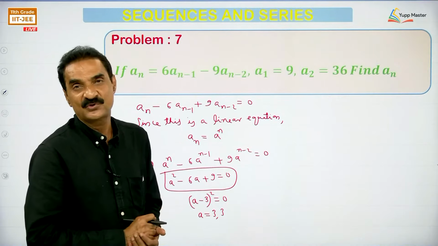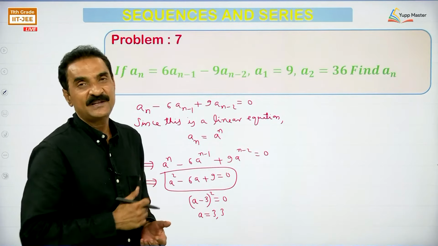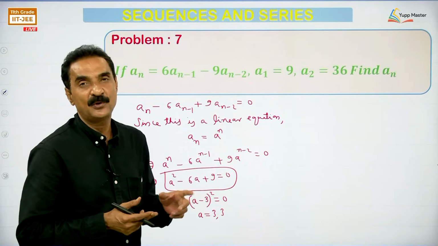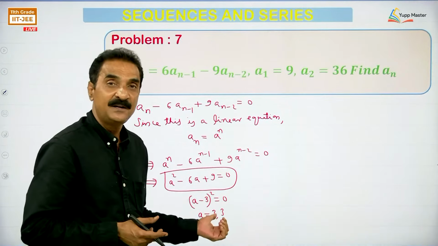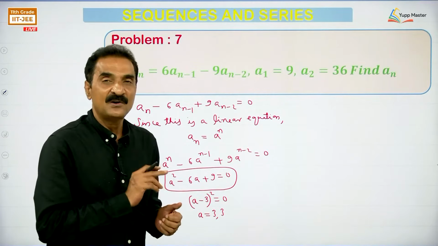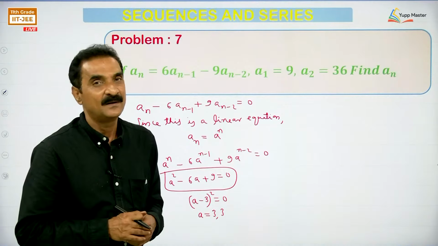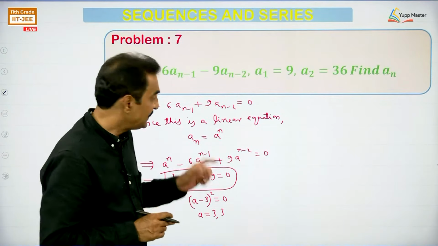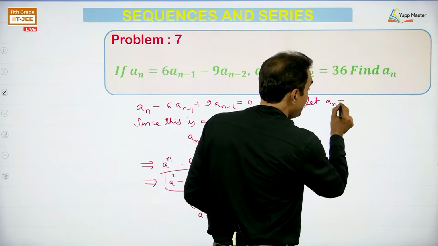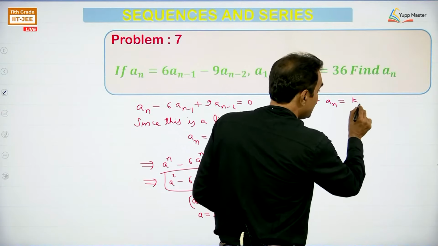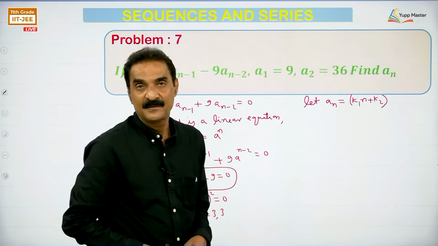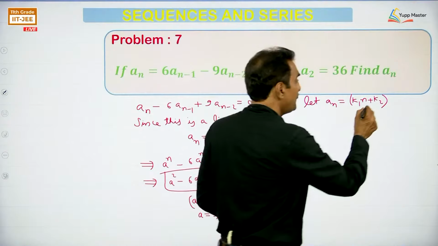When you get repeated roots like this, how to take the nth term? In the earlier question there were different roots 2 and 3. So we took k1 into 2 power n plus k2 into 3 power n. But here will you take k1 into 3 power n plus k2 into 3 power n? That is going to be some constant k into 3 power n. No, we have to take the nth term as, when you get a repeated root, k1n plus k2, one linear term in n, first degree term in n, into 3 power n.